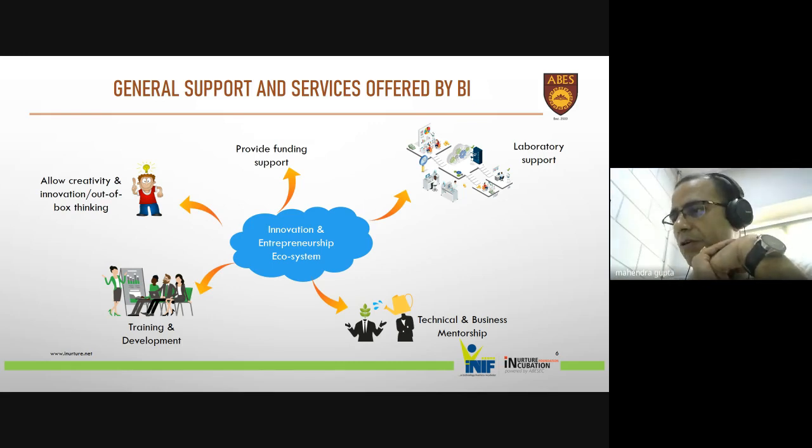So let's say you have any product in veterinary, you may contact IVRI Bareilly. They have the entire veterinary research. If you're building any chemical product, you may talk to the National Chemical Laboratory. So the people who are niche in their own thrust domain can help you build your innovation niche.